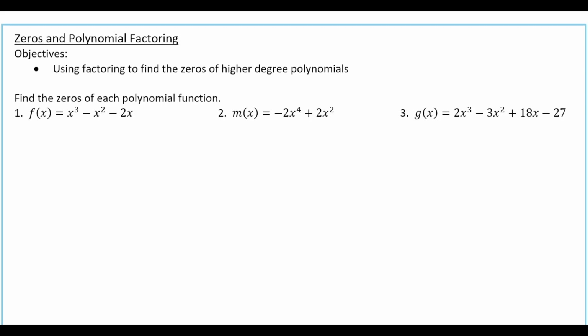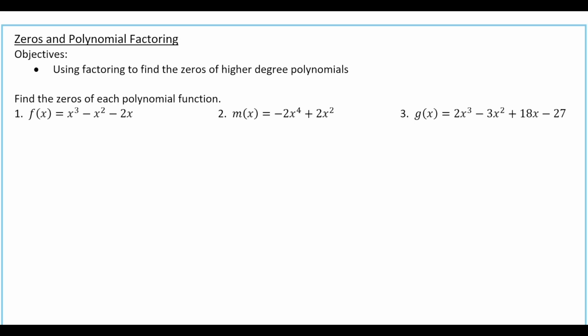In this video, we are going to learn how to factor polynomials of a higher degree, so beyond a quadratic or an x squared. So let's get started. First, we have x cubed minus x squared minus 2x.